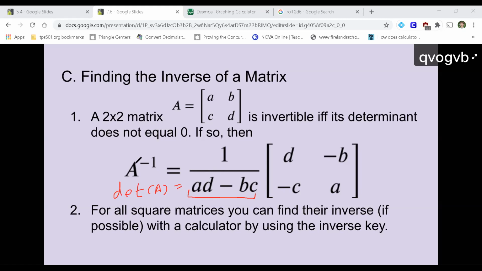For all square matrices, 2 by 2 and bigger, you can find their inverse super fast in the calculator by just pressing the inverse key. I will show you what that looks like after we do an example.